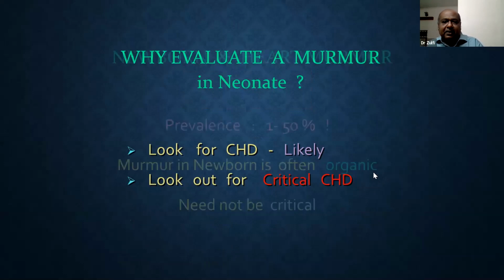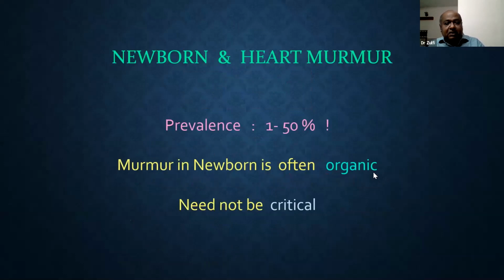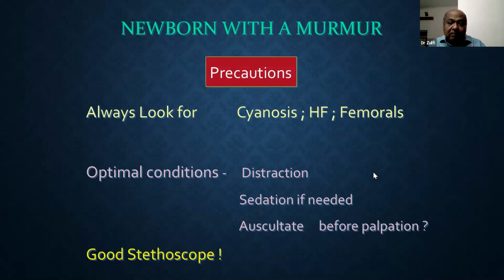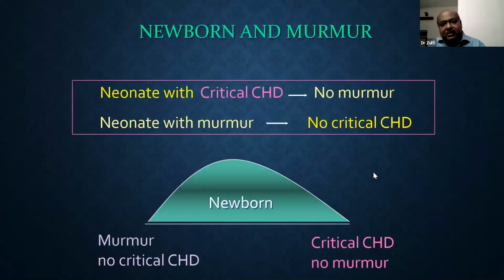Newborn, there is hardly any doubt because the prevalence is high. Murmur in the newborn is almost invariably organic and need not be critical. Many of them are very benign conditions, but still you have to make a diagnosis and always look for cyanosis, heart failure, femorals, because a 2/6 murmur with absent femoral would be coarctation of aorta. Use a good stethoscope. And another very important thing is that a neonate with a critical heart disease may not have a murmur, whereas a neonate with a 2/6 murmur may not have critical congenital heart disease.